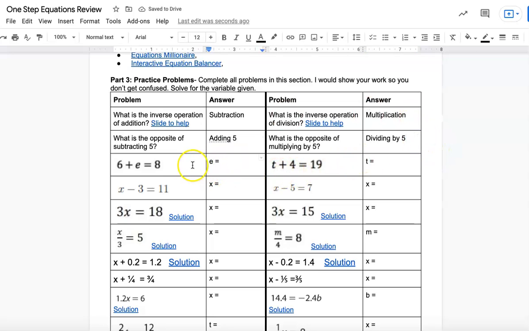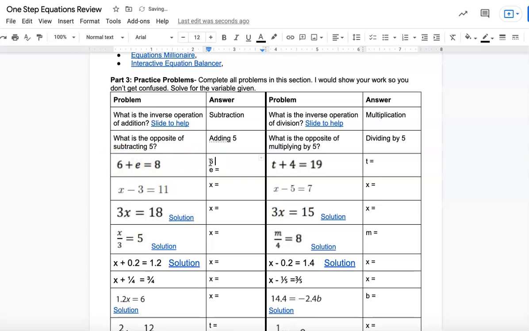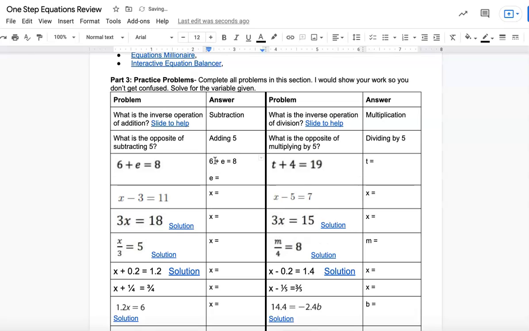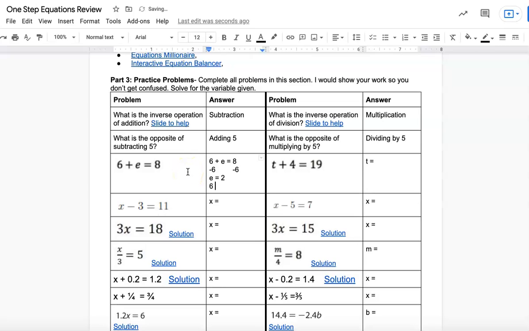And then for these ones, you're going to go ahead and solve these one-step equations. So 6 plus e equals 8. You don't have to show your work, but I'm going to. First of all, we want to get e by itself. So we're going to subtract 6 from both sides. You'd just be left with e on this side because 6 and negative 6 would cancel. And then 8 minus 6 is 2. And you could check it by plugging it back in. 6 plus 2 does equal 8.